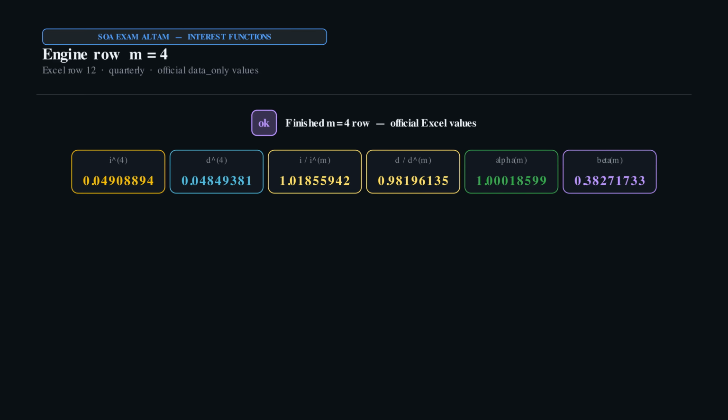Hold the finished M equals 4 row. i upper 4 is 0.04908894. d upper 4 is 0.048493881. The interest ratio is 1.018554942. The discount ratio is 0.98196135. Alpha of 4 is 1.00018599. Beta of 4 is 0.38271733. Those 6 numbers are the live Excel cash, not rounded guesses.